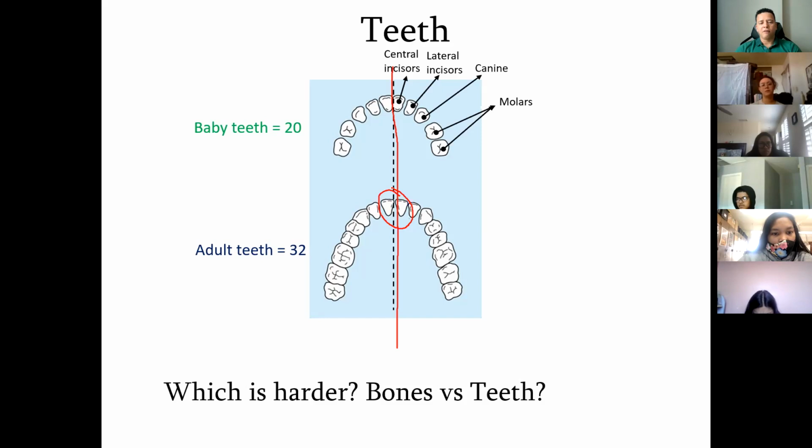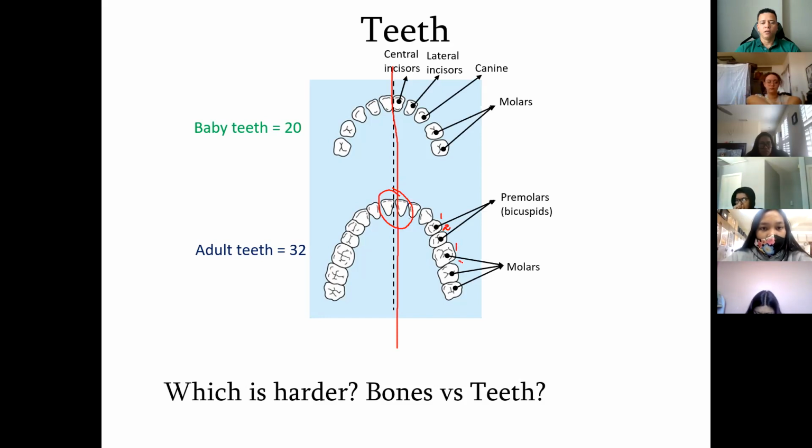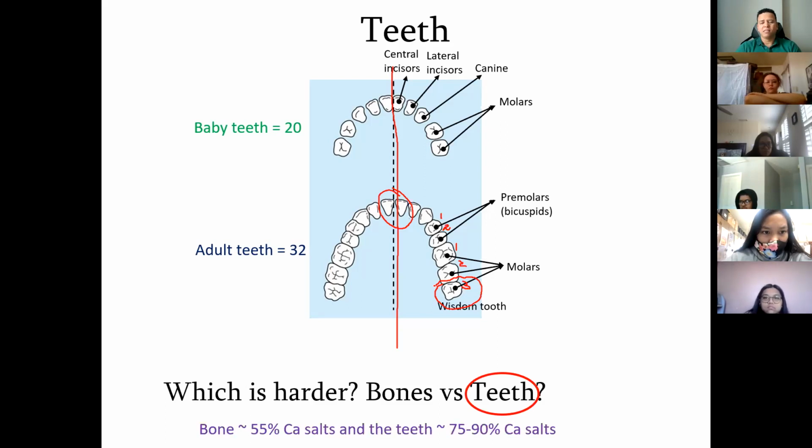Next to the lateral incisors, we're going to find the canines. And then for adult teeth, after the canine, we're going to find the two premolars, also what we call the bicuspids. And these premolars are numbered. So this is premolar number 1, premolar number 2. After the second premolar, we're going to find the molars. Same situation, they are also numbered 1, 2, and 3, with the number 3 molar being what we call the wisdom tooth, okay? As we mentioned in the lecture, our teeth are definitely harder than bone, since we are constantly applying a lot of friction to our teeth.